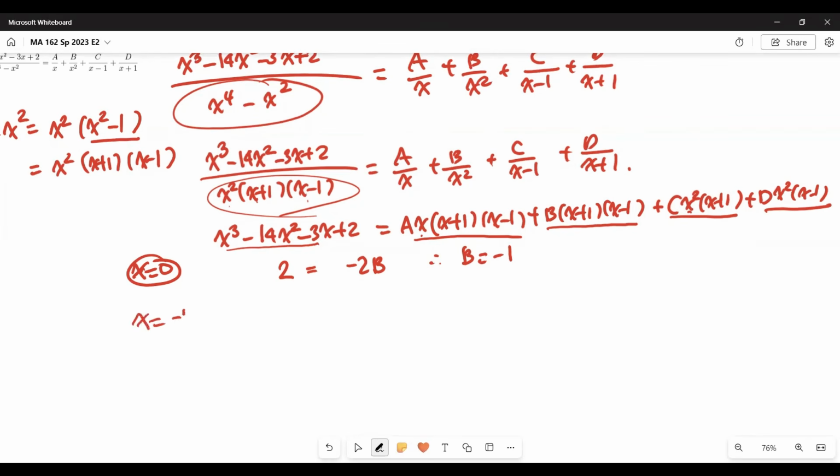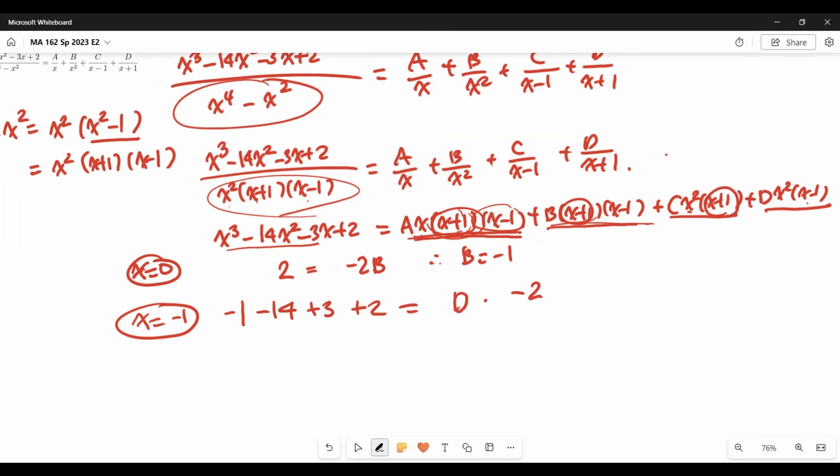So x equals negative 1. Let's try that. Then it's going to be negative 1 minus 14 plus 3 plus 2. If you plug in negative 1, this term will be 0. This will also be 0 because we have x plus 1. And this will also be 0 because we have x plus 1. So if you plug it in here, this will be d times negative 2.